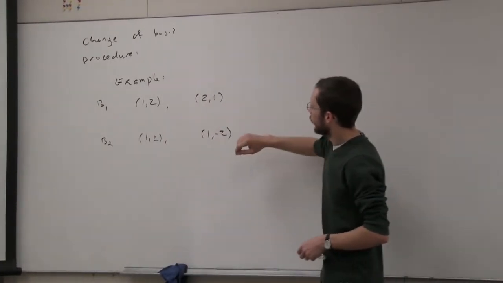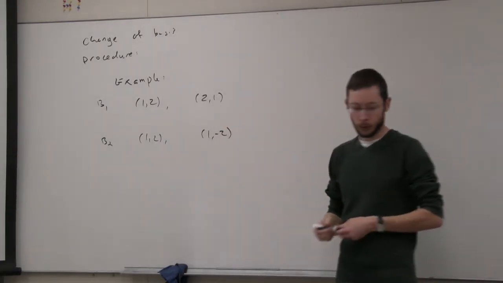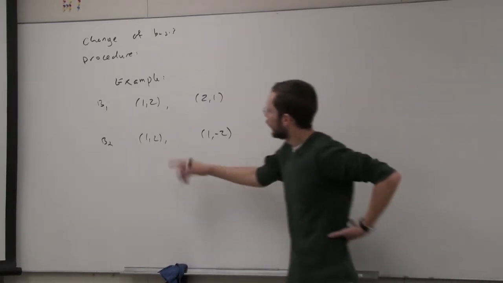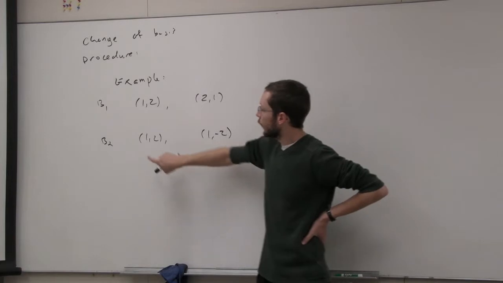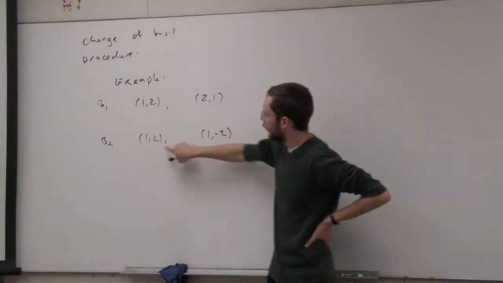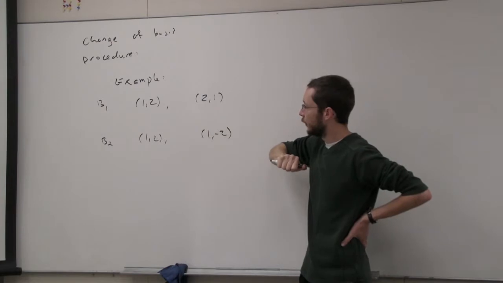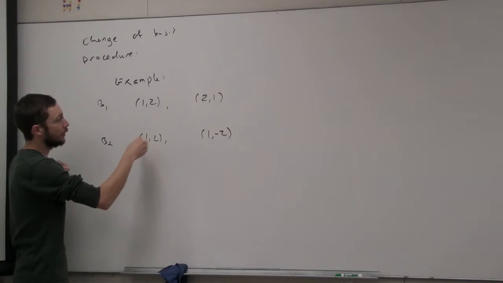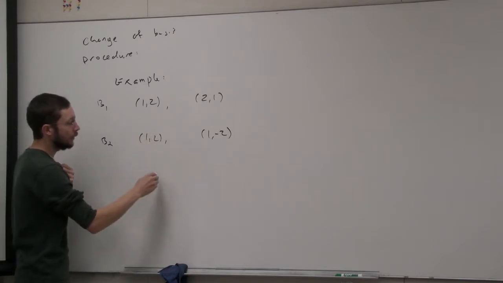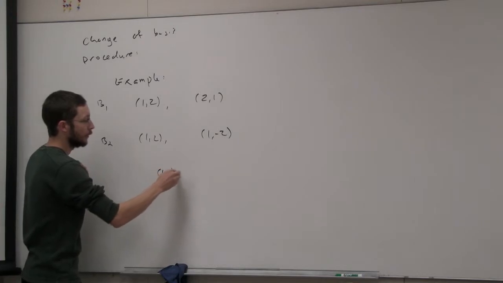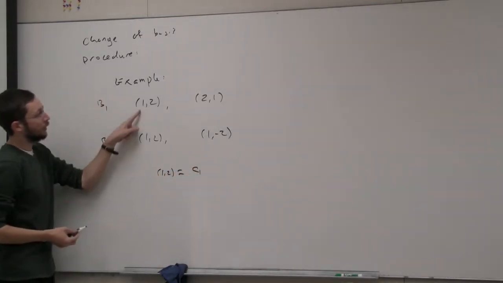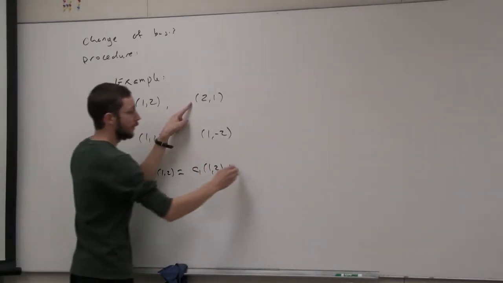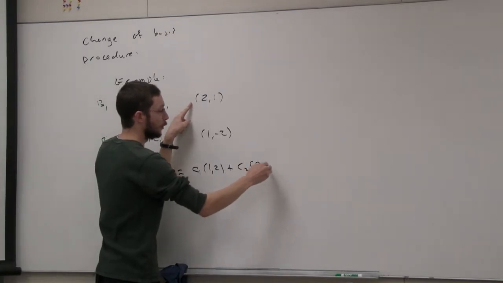Then we may want to change basis from one to the other. Suppose that we want to figure out what these basis vectors are relative to basis 1. Then what we can do is say this basis vector (1, 2) in basis 2 can be thought of as C1 copies of this first basis vector plus C2 copies of this basis vector (2, 1).